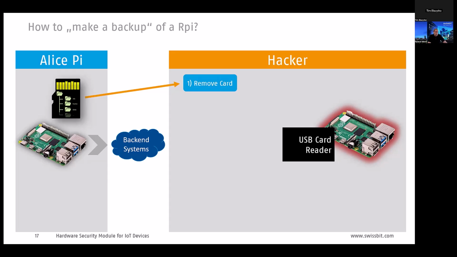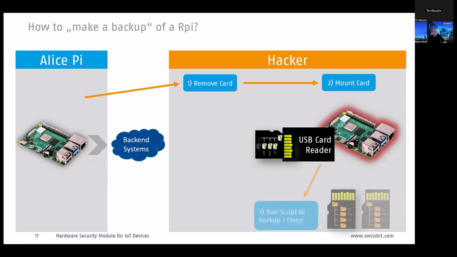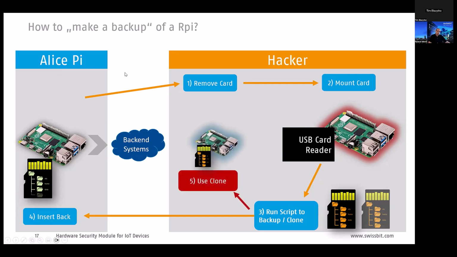How does this work? The blue one is the computer that I want to dump or create a copy of. I remove the card and put it into a USB card reader on maybe another Raspberry Pi. I run my script, and then I have the clone image or the data that I want. I insert the card back and boot up the original system, and that's it. Nobody would really see that this system might be compromised now. It would be up and running in less than a minute.